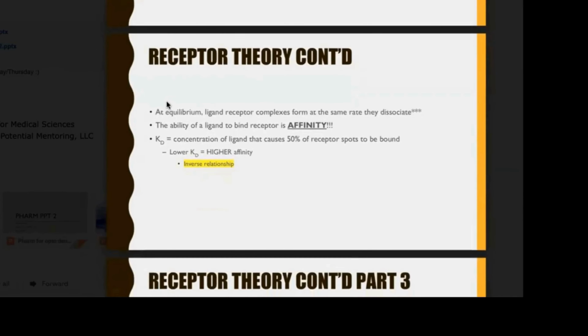So at equilibrium, ligand-receptor complexes form at the same rate they dissociate. So you have continued binding and dissociation. So the drug can have its effect, it can pop off, it can bind again until the drug is metabolized.